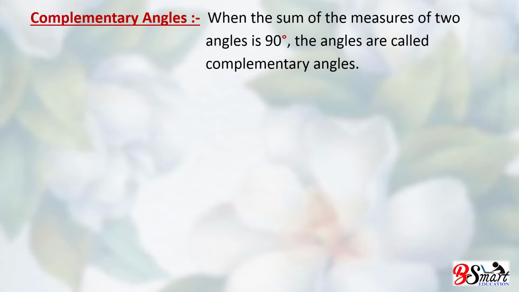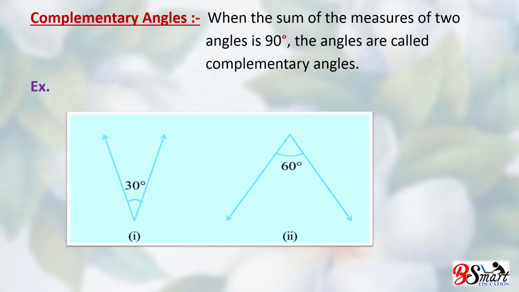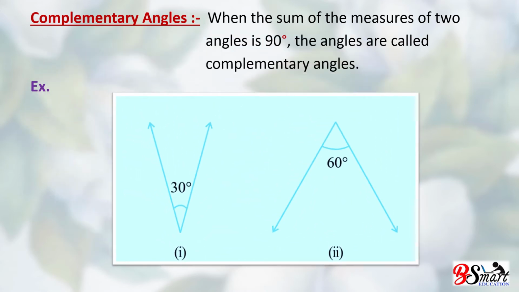When the sum of the measures of two angles is 90 degree, the angles are called complementary angles. For example, when one figure is of angle 30 degree and the other is 60 degree, you can say that these angles complement each other because the sum of both the angles, 30 degree plus 60 degree, is 90 degree.